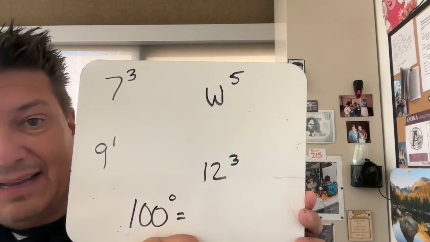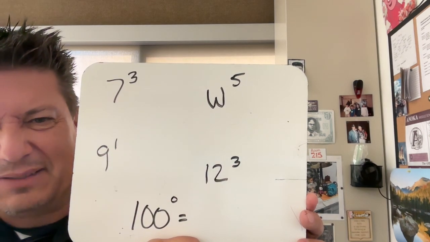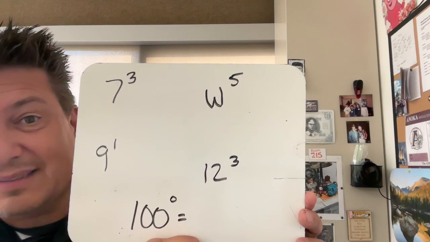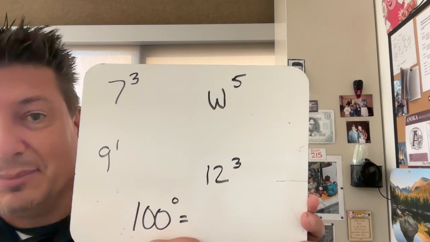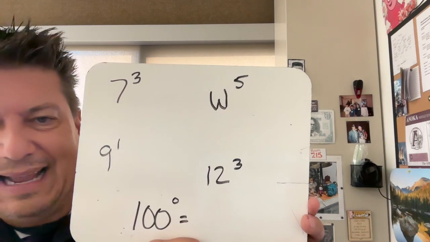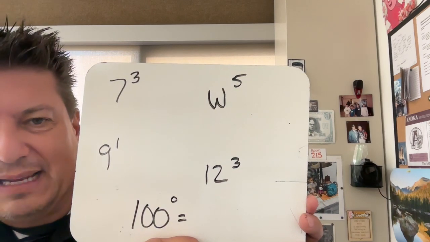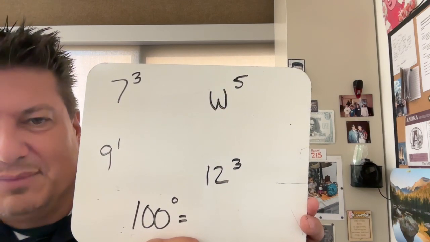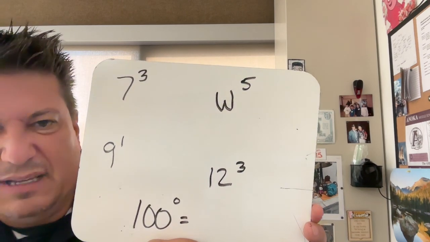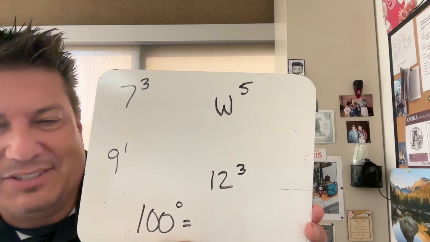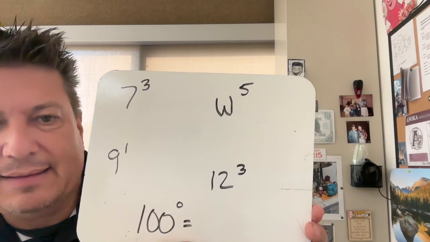W to the power of 5, you're like, what? There's no number that's called a W. Well, as you progress in math, we call those variables. W could represent any number. So what that means is we have W times W times W times W times W. What if W means 10? It just represents a number.